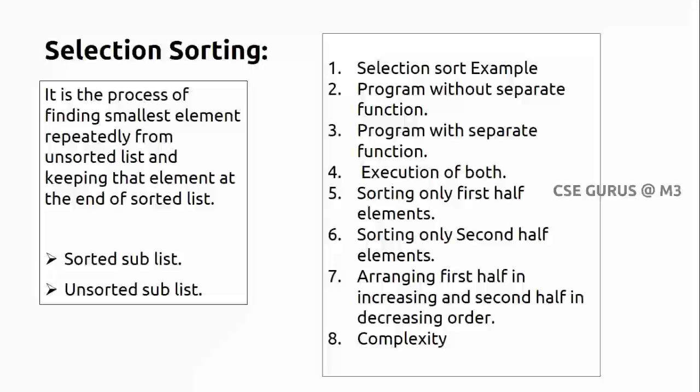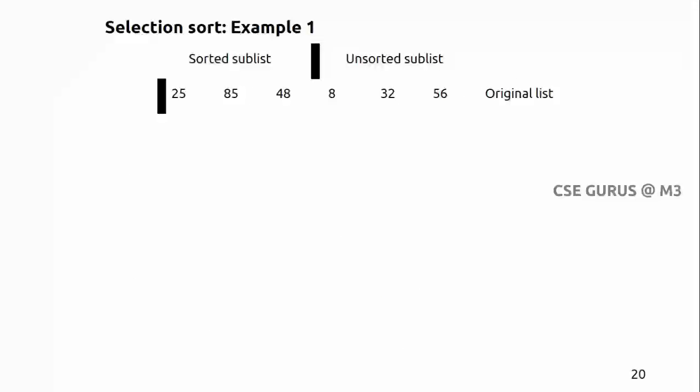How to do? And finally, analysis, that is, the complexity of selection sort. Okay, so these are the things we'll see now. So the example you can see here, I have taken the list. Okay, initially of course, here I have given the list.